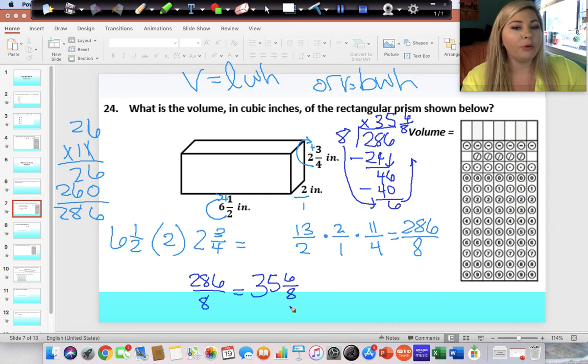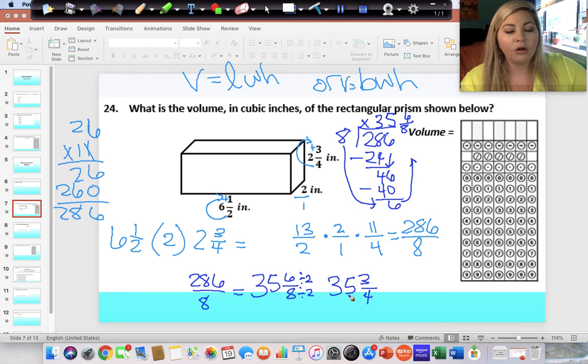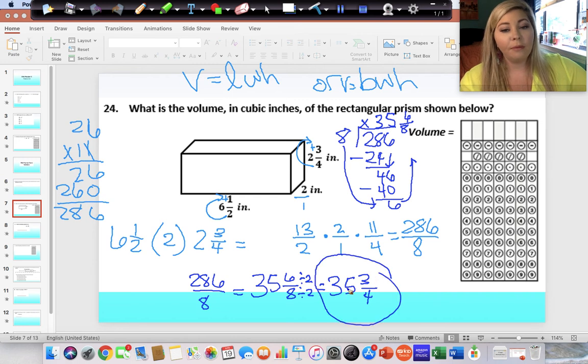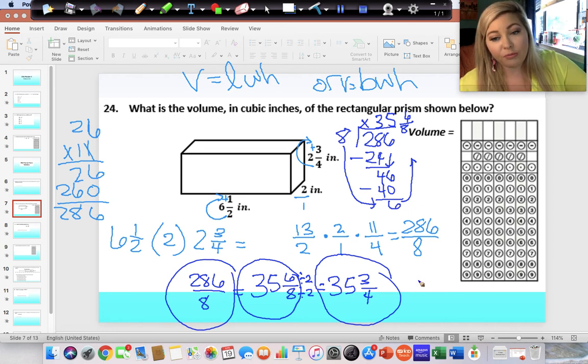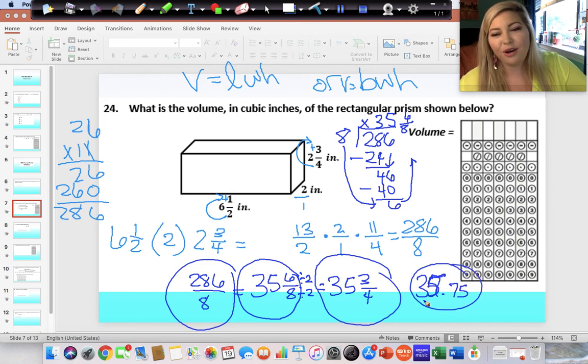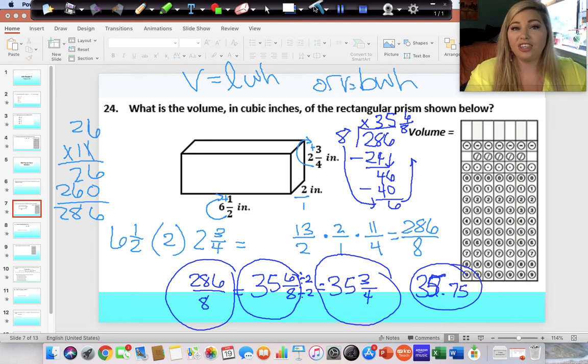6/8 can also be reduced because you could divide the top and bottom numbers by 2. So 6 divided by 2 gives me 3, 8 divided by 2 gives me 4, and we need to bring over our whole number in front of our fraction, which is our 35. So 35 3/4 is my final reduced answer. But these answers are all correct. They are all correct. 35 3/4, you could also put 35 and 75 hundredths would also be correct if you wanted to change these into decimals.